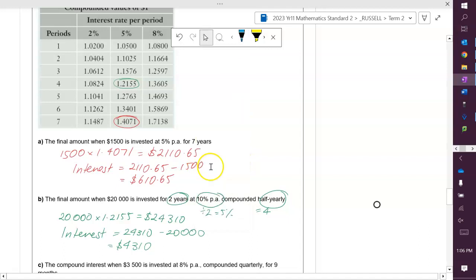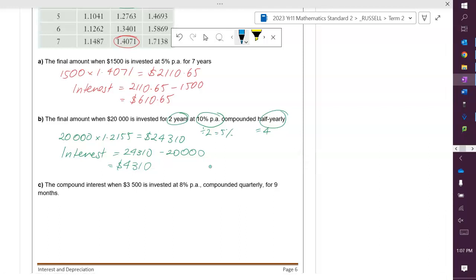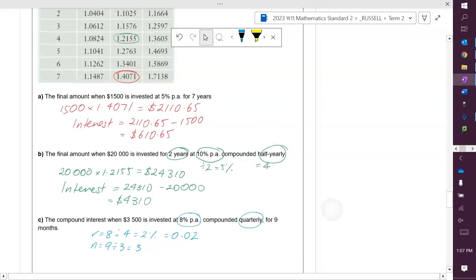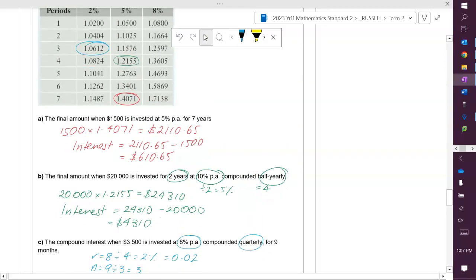And our last question here says, the compound interest when $3,500 is invested at 8% quarterly for 9 months. So here we need to work out our 8% and quarterly. So our rate is 8 divided by 4, which is 2%, or 0.02. And for the months, 9 divided by 3, which is 3. So 9 months quarterly, so breaking it up as well. So we're going for 2% for 3 terms. So that is this amount here.